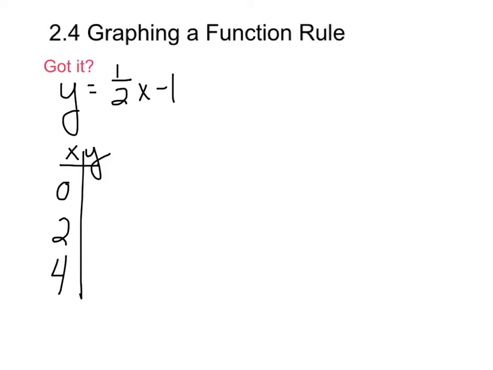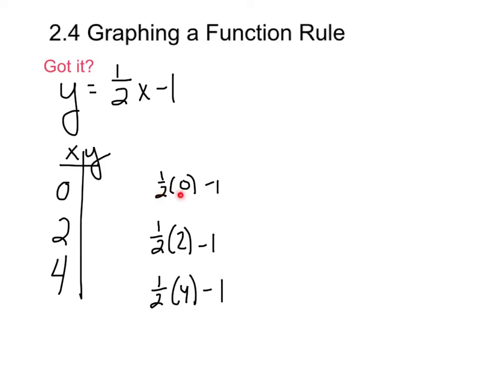Now, I'm going to show this once because for the most part, being advanced students, I would expect you to be able to do most of this in your head. You're going to plug in 0. You're going to plug in 2. And you're going to plug in 4. So if you plug in 0, a half times 0 is 0, minus 1, that's going to give us a negative 1. Plug in 2, a half of 2 is 1, 1 minus 1 is 0. Plug in 4, a half of 4 is 2, 2 minus 1 is 1.